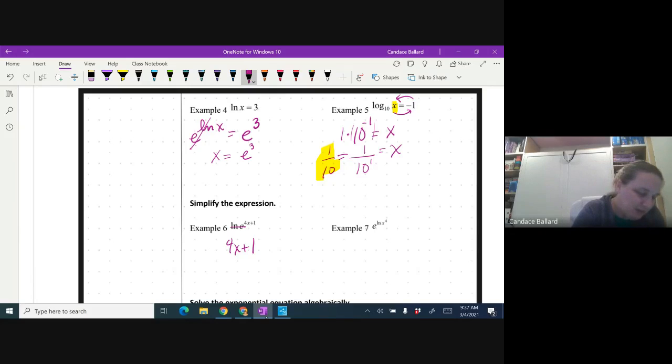Okay. Look at this one here. It's e to the natural log. Check it out. It cancels out too. X to the 4th.